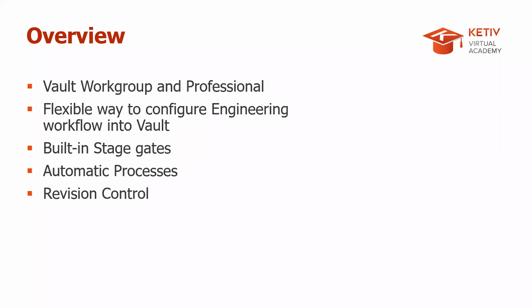Once we get that process mapped out, you can build it inside of Vault and create the states that you need. It has built-in stage gates, which means you can set up certain criteria before something can move forward in the engineering process, whether it be certain types of information or different states that it needs to go through. That can all be set up with life cycles. You can add automatic processes here too. If you need a PDF every time a drawing gets released, you can use Vault Professional to get that going for you through life cycles. And then revision control.